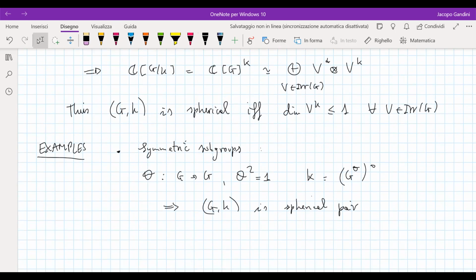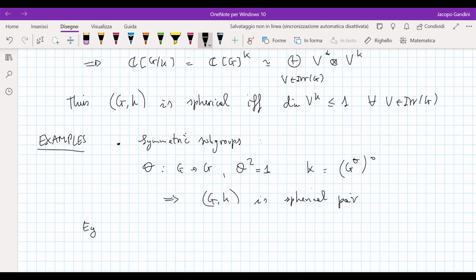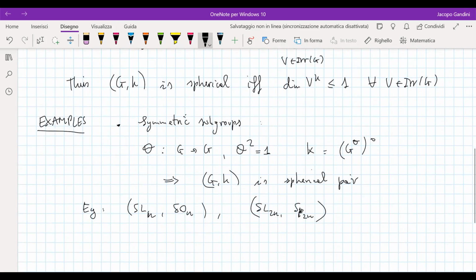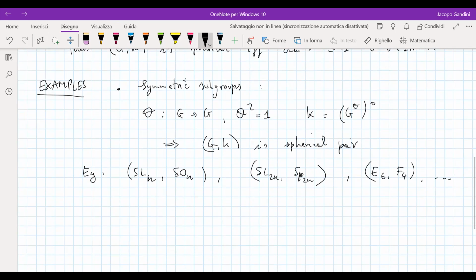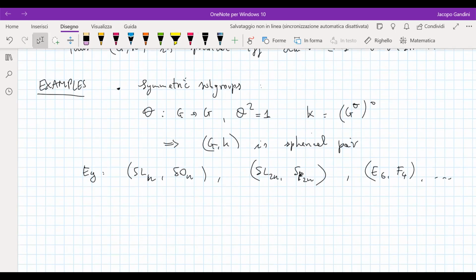Okay, so more explicit examples, and we will come back to some of these later. We have, for instance, SL_n over SO_n, or SL_2n with Sp_2n, the symplectic group. Or also, some more sophisticated example is E6 over F4. Well, there are several, and so on. And not every spherical pair is symmetric, so let me give a few non-symmetric examples.